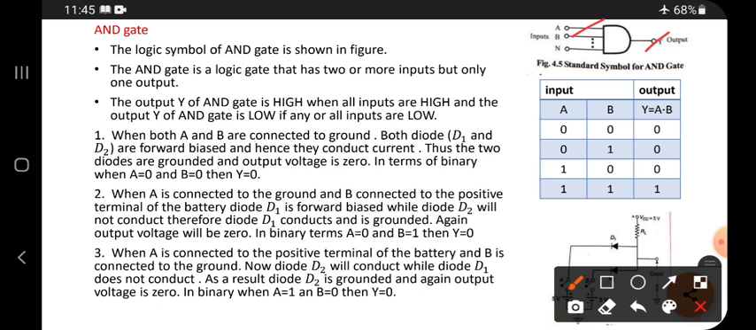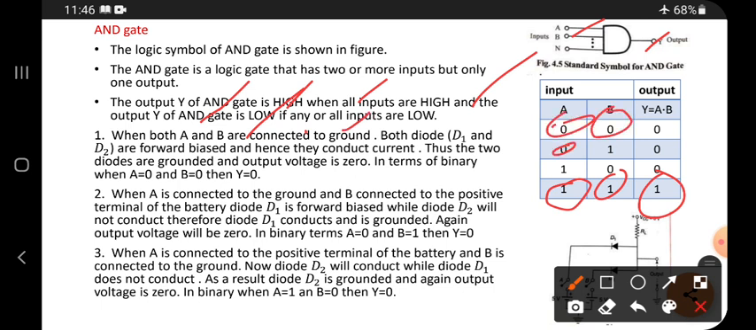The output Y of the AND gate is high when all inputs are high. When all inputs are high, the output is high. And the output Y of the AND gate is low when any or all inputs are low. If any one or all inputs are low, then only the output is low, otherwise it is high.